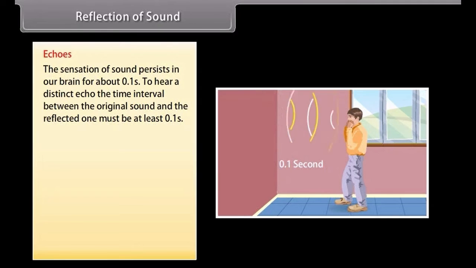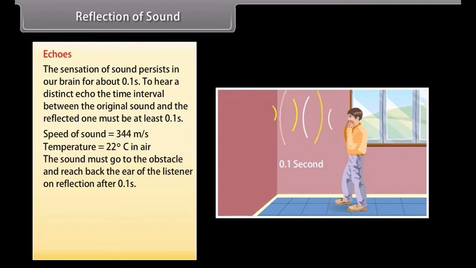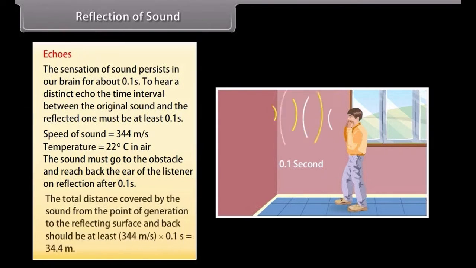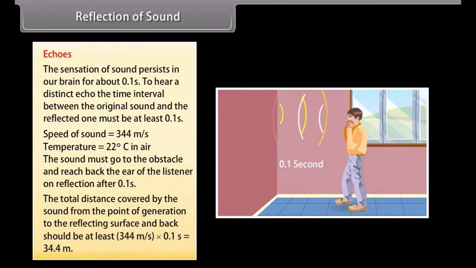0.1 second. If we take the speed of sound to be 344 meters per second at a given temperature, say 22 degrees Celsius in air, the sound must go back to the obstacle and reach back the ear of the listener on reflection after 0.1 second. Hence, the total distance covered by the sound from the point of generation to the reflecting surface and back should be at least 344 meters per second × 0.1 second = 34.4 meters.